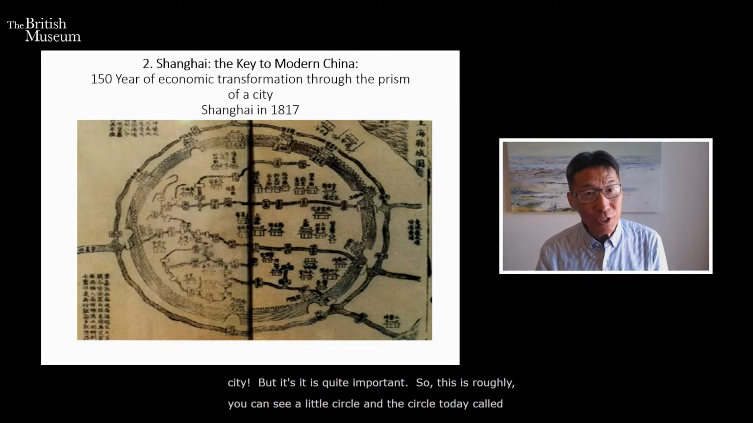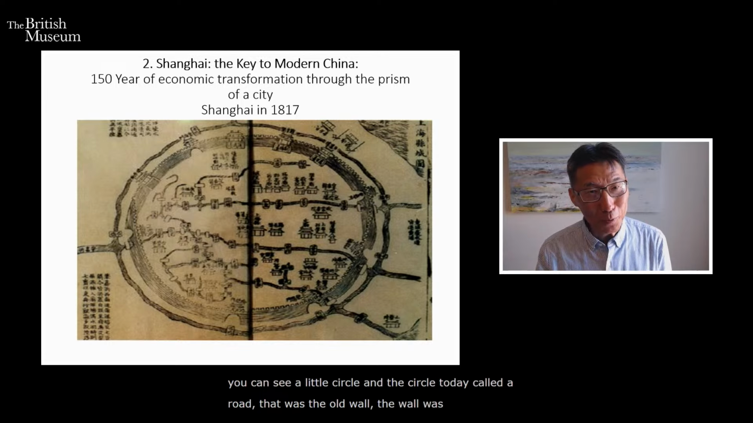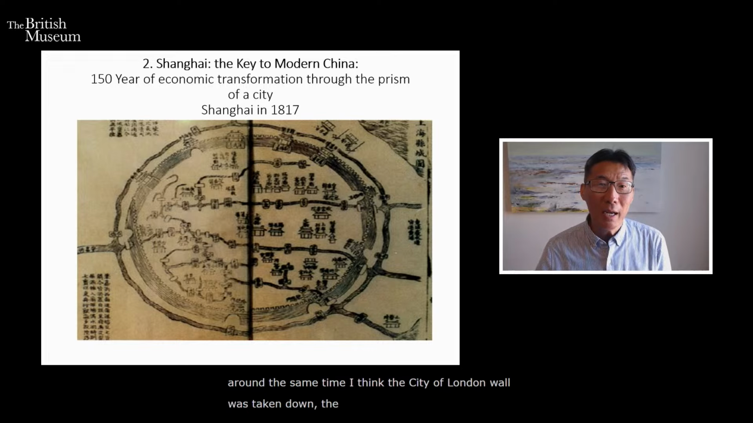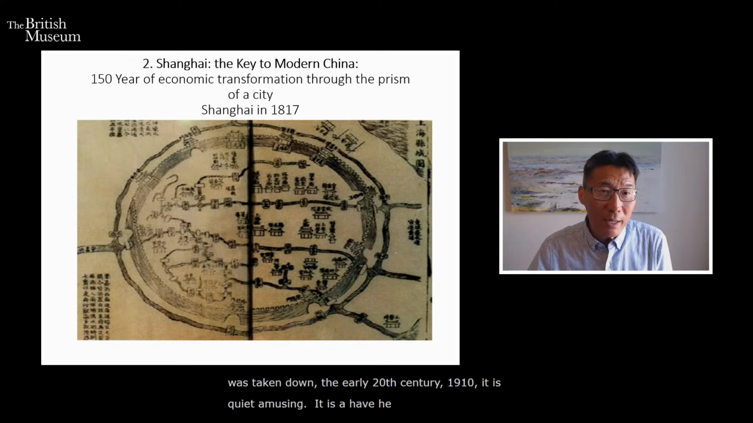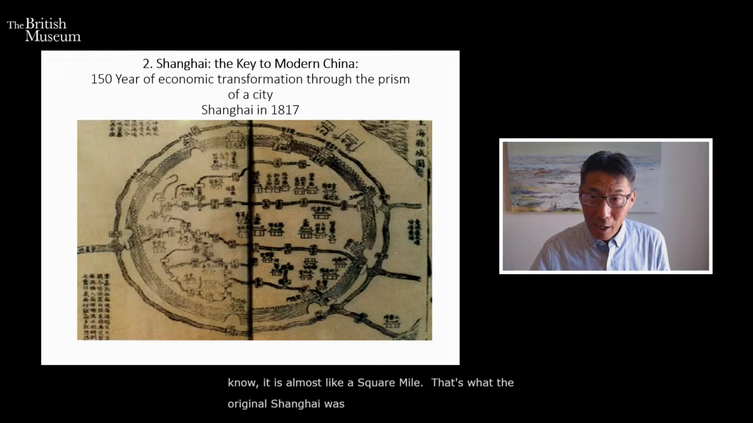The wall was taken down around the same time, I think the City of London wall was taken down, the earlier 20th century, maybe about 1910s. This is quite amusing. It's a very, very small area. You know, it's almost like a square mile. And that's what the original Shanghai was like. And it was interesting. And now that area is a touristy place in Shanghai.